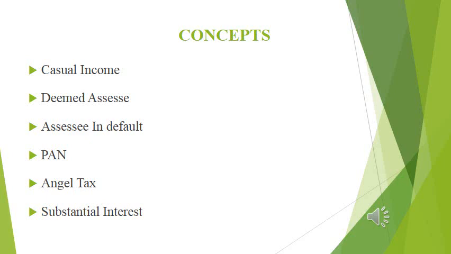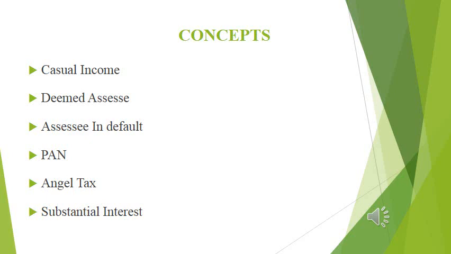Now we move to the next important area, that is some important concepts. Many important concepts were discussed in our previous lessons. Some more concepts we are discussing here. First one, that is casual income. We know what is meant by casual income.